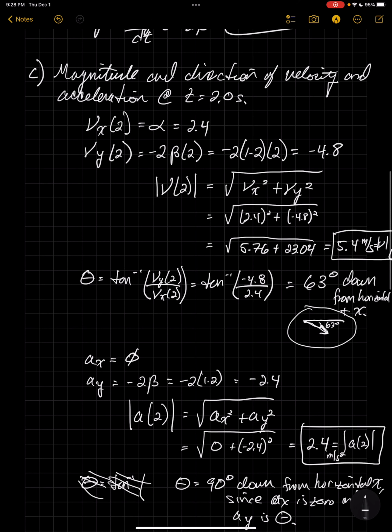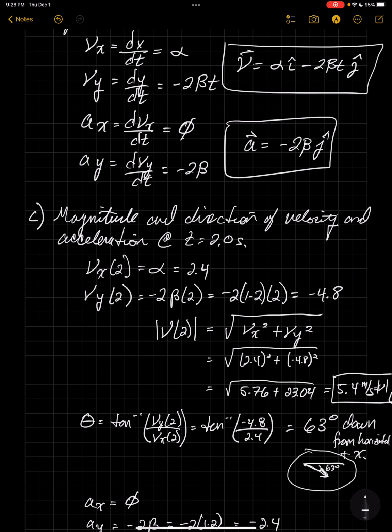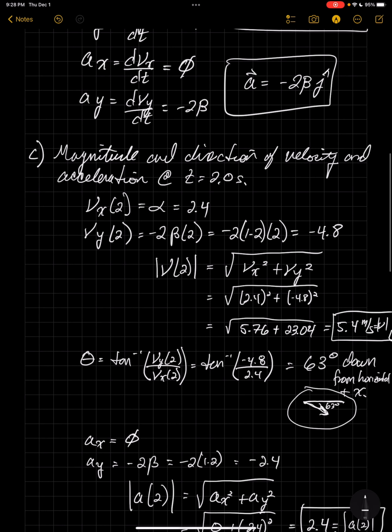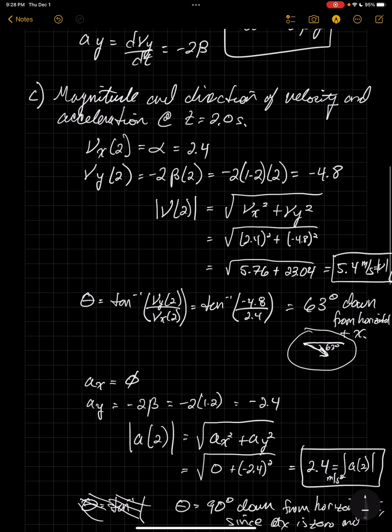Likewise, we can calculate the magnitude and direction of the acceleration vector. So ax is equal to 0. We've already calculated that earlier when we determined the acceleration vector in the x direction. And the acceleration vector in the y direction is just negative 2 beta. It doesn't have a time dependency. So this is negative 2 times beta, which is 1.2, which is equal to negative 2.4 meters per second squared.